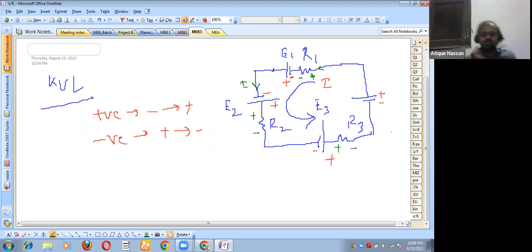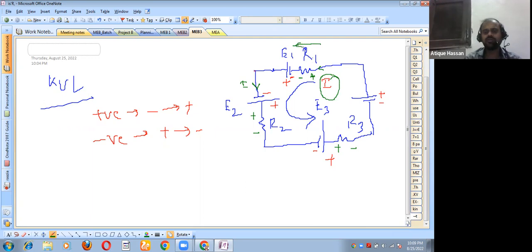So these are the steps to apply KVL. First we have to assign the signs, that is, positive or negative, and only then can we apply the Kirchhoff voltage law. And also we have to assume a current in the circuit. So here we have assumed current I in the circuit. Now we'll start from here. So you see here what we are doing.